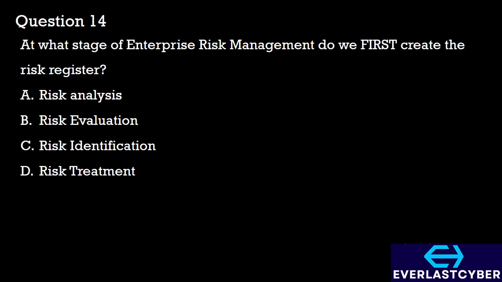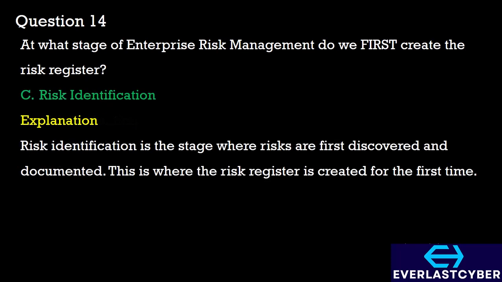Risk identification is where the risk is first discovered and documented, while risk treatment involves selecting and implementing measures to mitigate and manage risks. So the point where the risk register is created is in option C, risk identification. It is during this stage that you capture the identified risks along with the initial details, and this will serve as a key tool for further analysis, evaluation, as well as treatments.